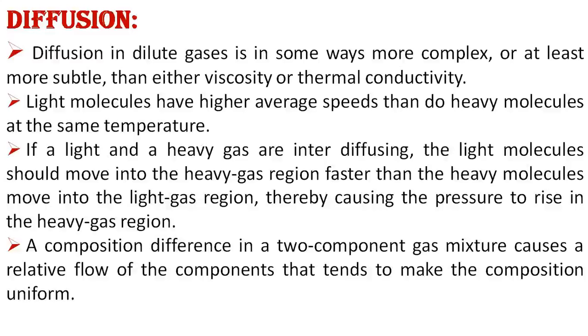If a light and a heavy gas interdiffuse, the light molecules should move into the heavy gas region faster than the heavy molecules move into the light gas region, thereby causing the pressure to rise in the heavy gas region. The composition difference in a two-component gas mixture causes a relative flow of the components that tends to make the composition uniform. So that is the concept of diffusion as a transport property.